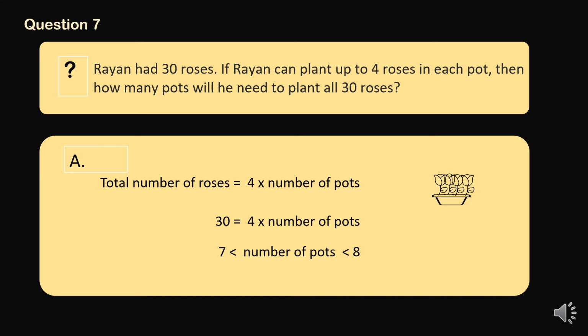The question here is asking for how many pots. This means the number of pots should be a whole number. It shouldn't be a fraction or a decimal. This means you shouldn't waste time in the test going through the division. This also means the number of pots could be either 7 or 8.